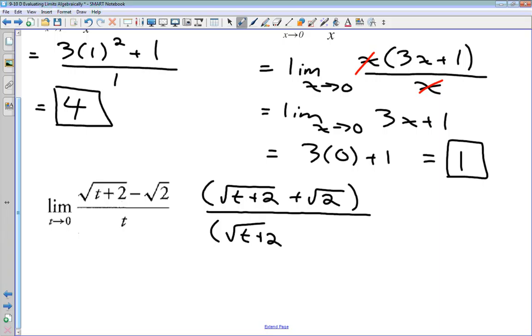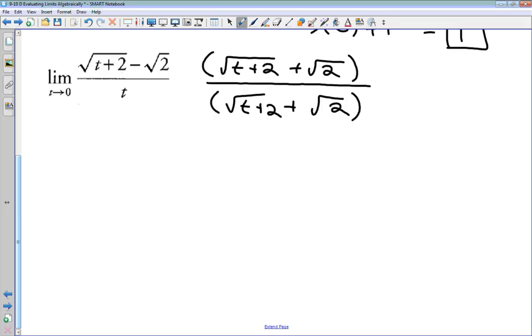Root t plus 2 plus root 2 down on the bottom. Okay, so I'm basically multiplying by 1 here. What's going to happen as I do that? Well, we're still taking the limit as t goes to 0. If I multiply, I'm just doing FOIL here, right? So my first two, I got root t plus 2 times root t plus 2. That's going to give me t plus 2.